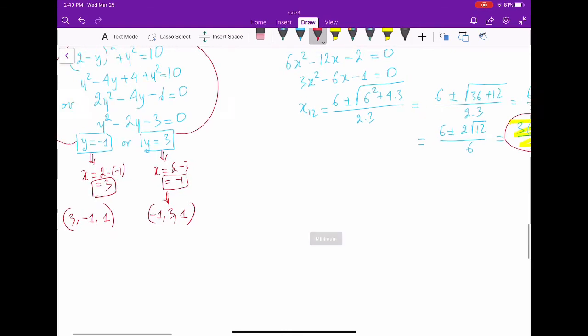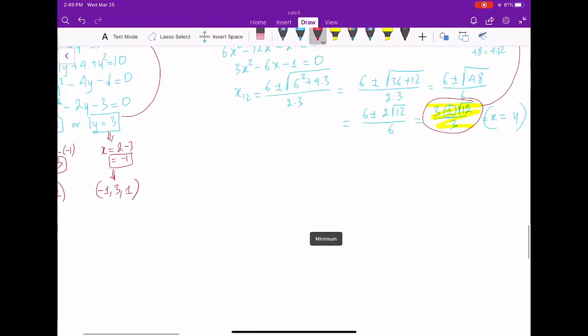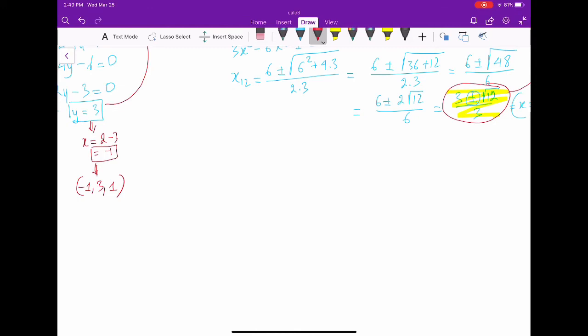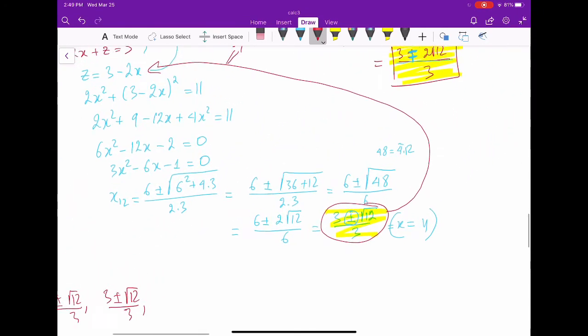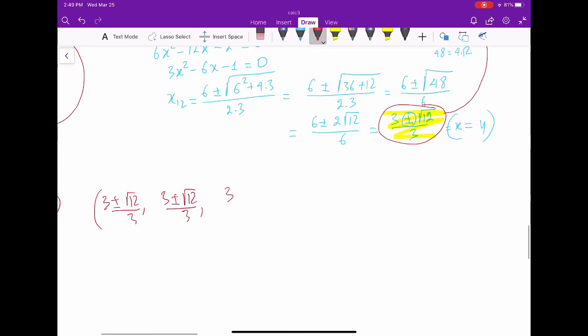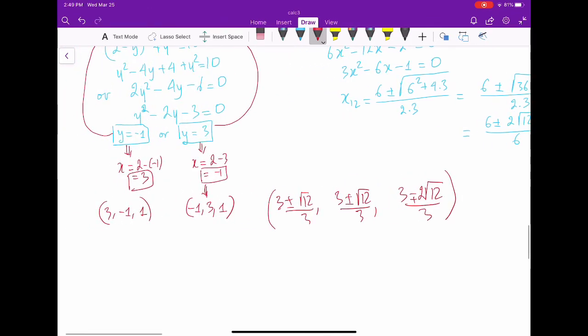Let me write them in here. That is 3 plus minus square root of 12 over 3, 3 plus minus square root of 12 over 3, and the z is 3 minus plus 2 times square root of 12 over 3. So 4 points. The last step is to find the function values at those 4 points.